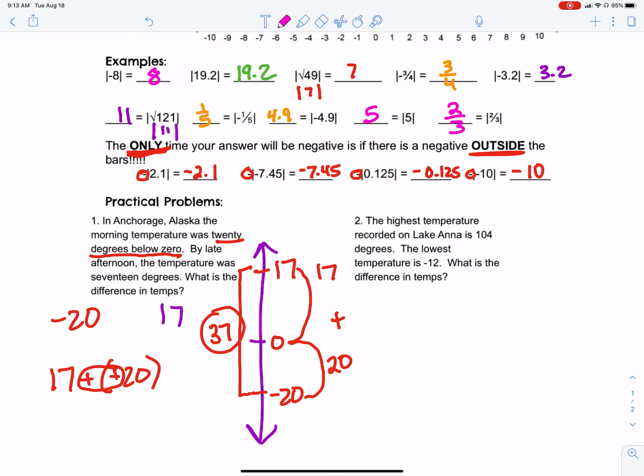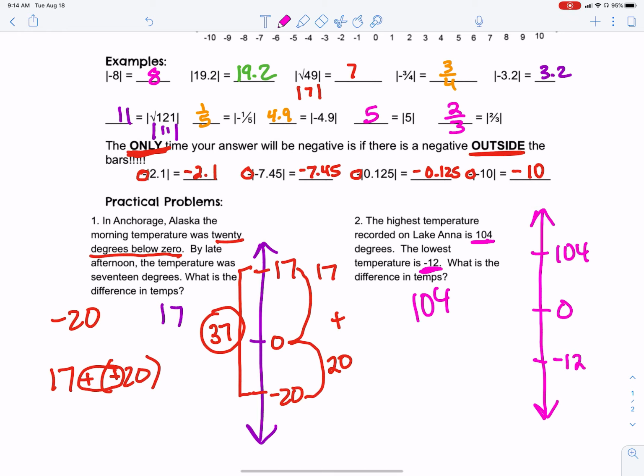Second problem, the highest temperature ever recorded on Lake Anna was 104 degrees. The lowest temperature was -12 degrees. What's the difference in the temperatures? So we're going to do the same thing and draw a number line. Put 0, 104 is above 0. Negative 12 goes below. So from negative 12 to 0, that would be 12 spaces. 0 to 104 would be 104 spaces.